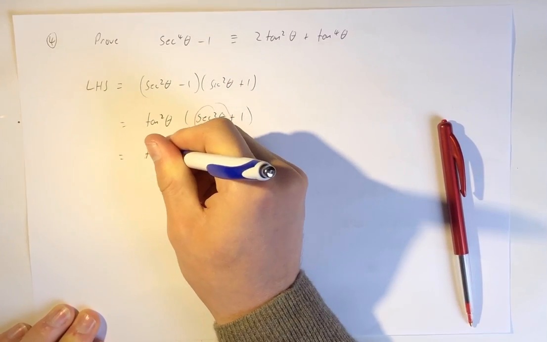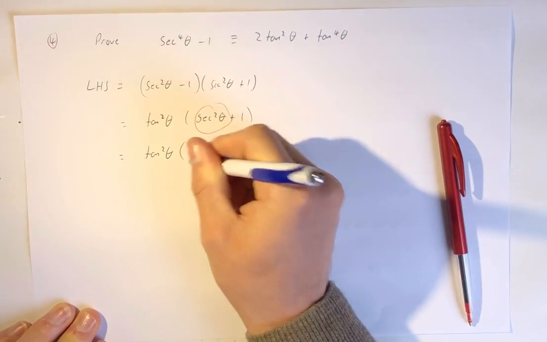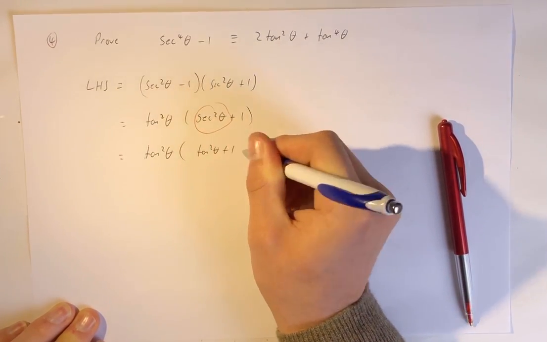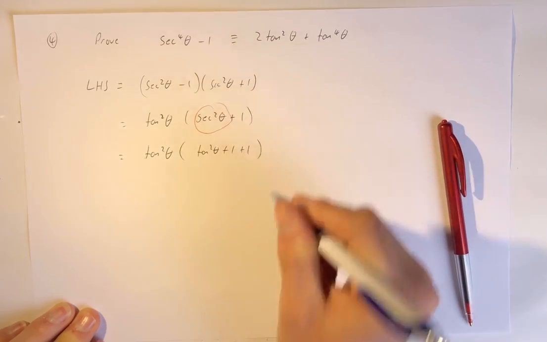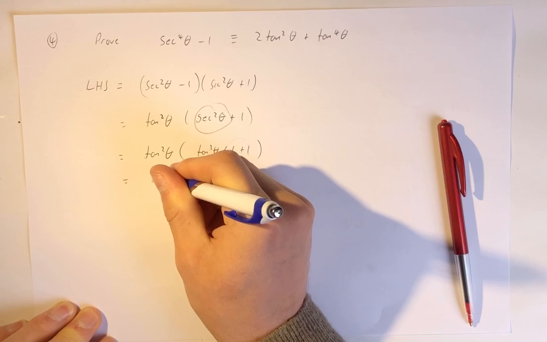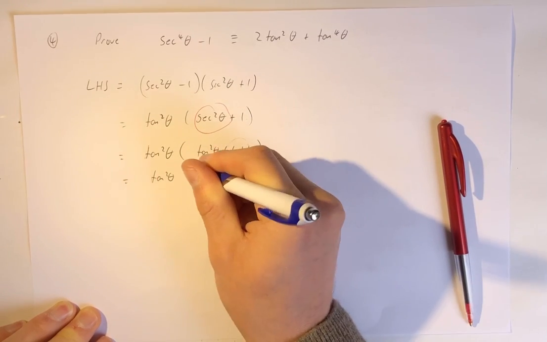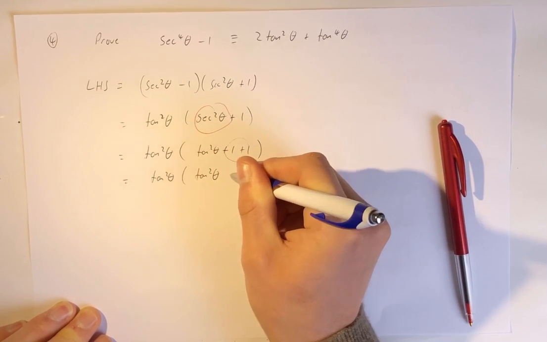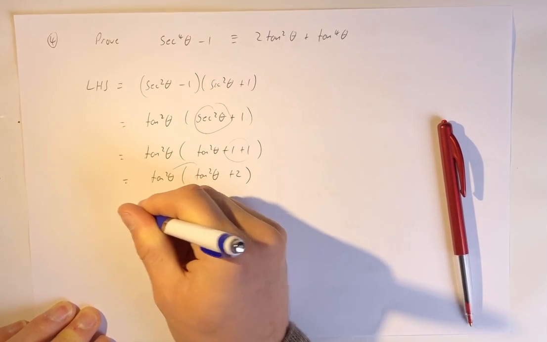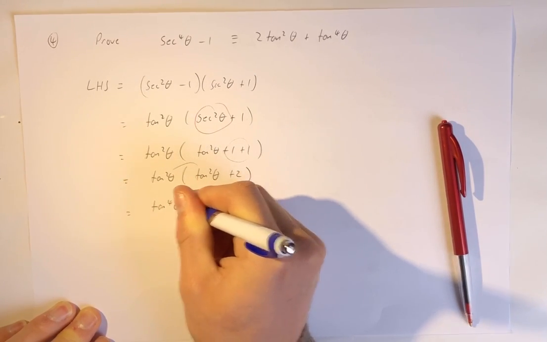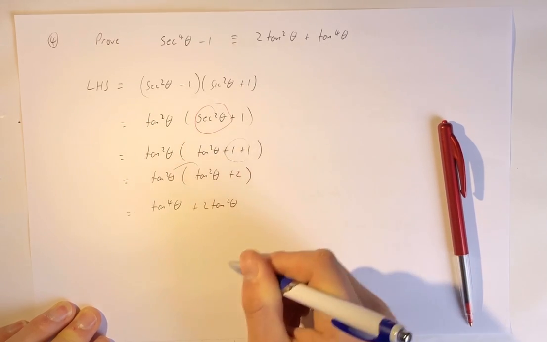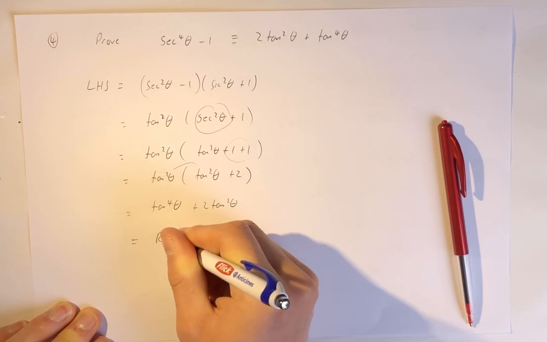So that could be tan squared theta, and sec squared theta, well, that's tan squared theta plus 1, but I've still got that plus 1 there. And look, that's probably where that 2 is going to go. So I've got tan squared theta plus 2. And watch what happens when I expand this. Tan to the 4, 2 tan squared equals the right hand side, doesn't it?